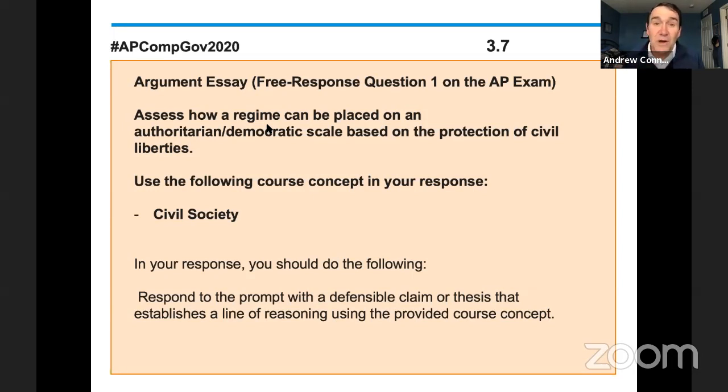You could turn it into a quantitative analysis as well. I'm going to show you data later from Freedom House that you can definitely turn into a quantitative analysis. But today I've turned it into an argument essay, and I'm asking you to connect it to a term we looked at at the very beginning of Unit 1 and Unit 3, a term that hopefully you've mastered, and that is civil society.